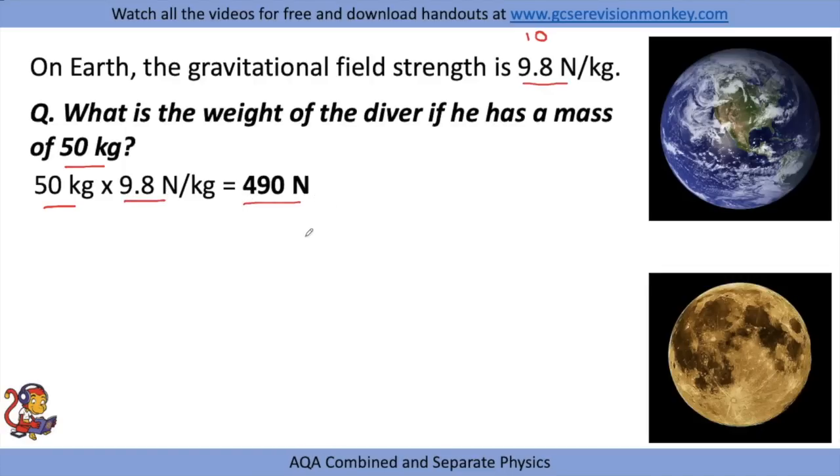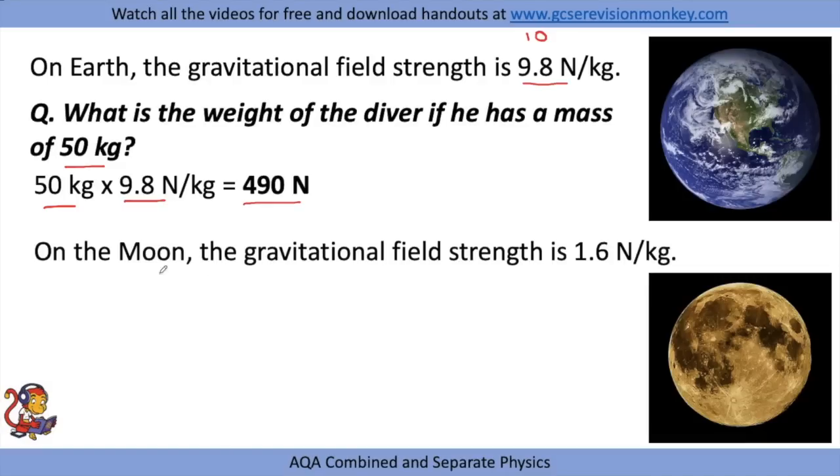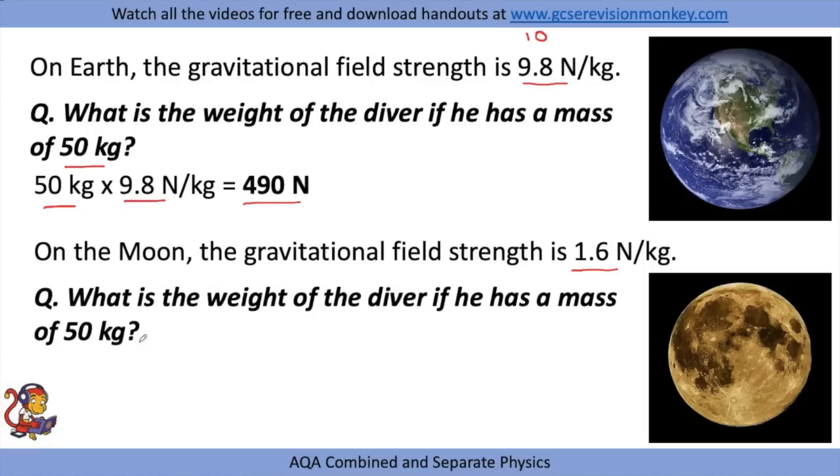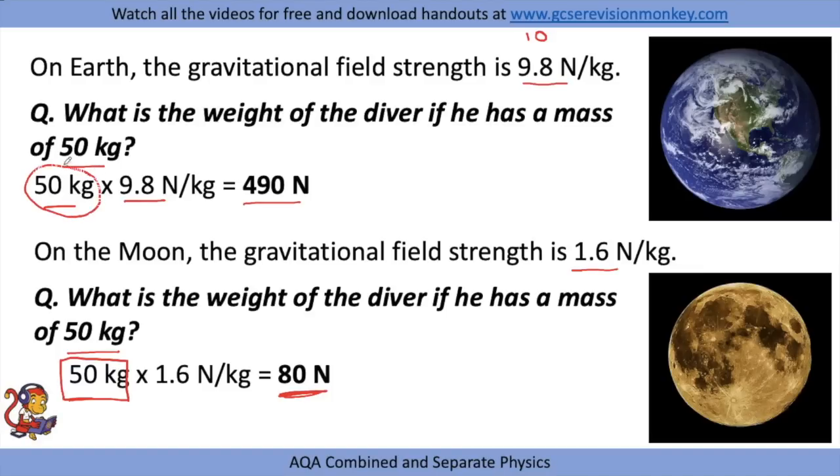Let's look at an example if this diver was on the moon. On the moon, the gravitational field strength is just 1.6 newtons per kilogram. What is the weight of the diver if he has a mass of 50 kilograms? Well, importantly, the mass does not change. Mass is still 50 kilograms, but if we multiply it by 1.6, the diver would have a weight much less, of just 80 newtons. So the key thing is your mass, wherever you are, does not change.